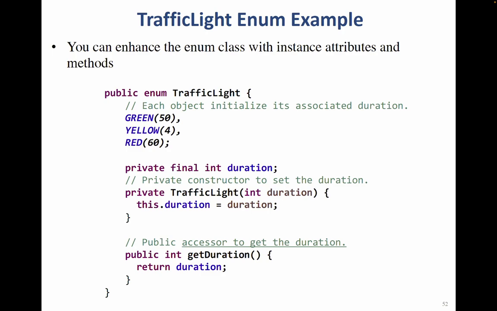All right, sure. Now, you put green and the parameter 50. What does that mean? It means that I will have a green value and its duration will be 50. Okay.